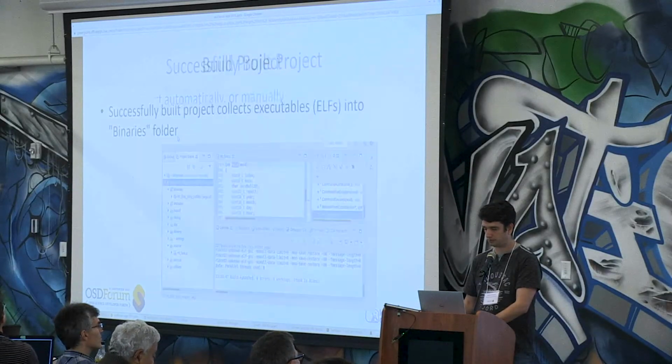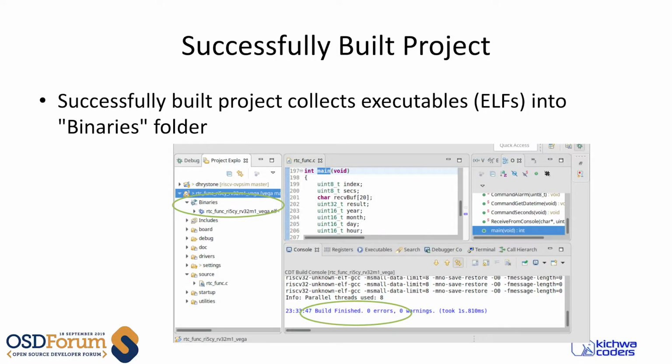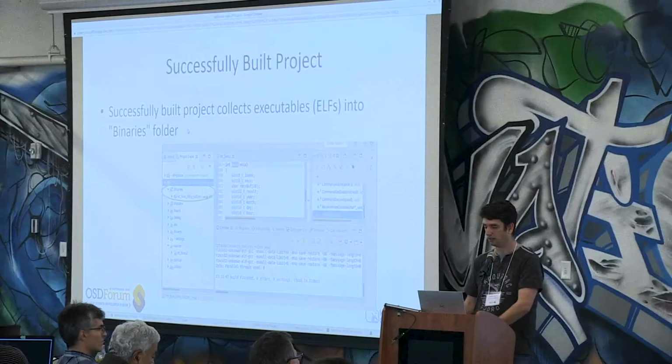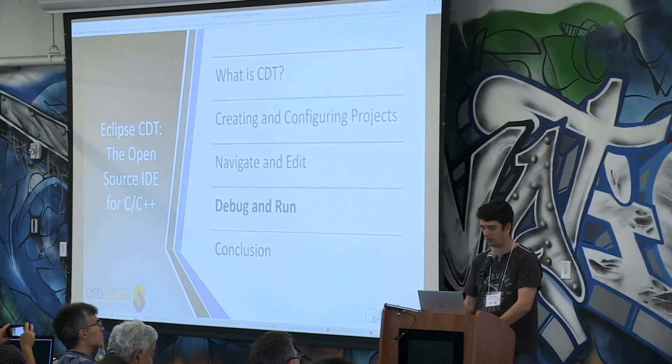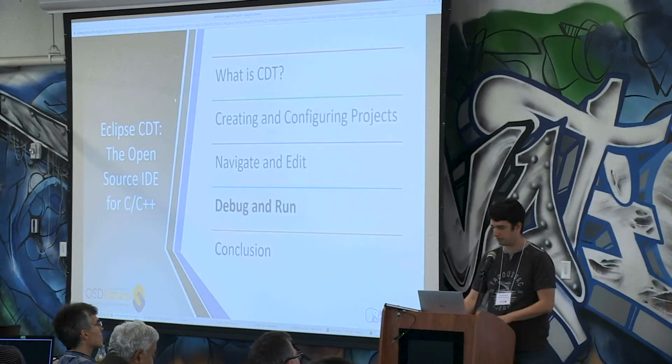All right. So as I mentioned, when you successfully build a project, a couple of indicators that you have a nicely built project: one is you have binaries. That means you have your actual executable you can run. And the build will finish, and hopefully it'll say 0 errors if you have no errors. All right.